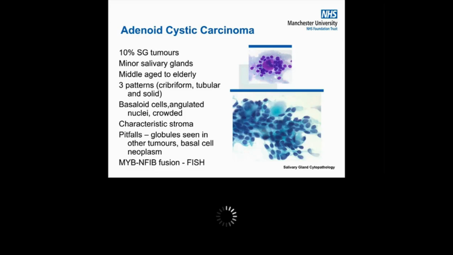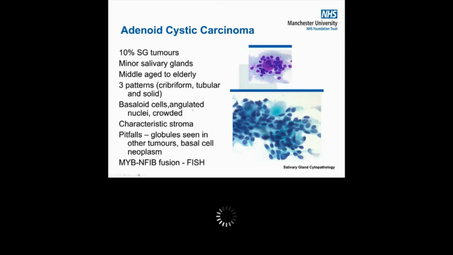These tumours are more common in the minor salivary glands, in middle-aged elderly people. We have 3 patterns on histology, but on cytology, typically we will see basaloid cells with angulated crowded nuclei, and hopefully the characteristic matrix material, which is in globules or tubules with very hard-edged matrix, and we'll see some more pictures in a second. These tumours have a MYB fusion, so if it's available, FISH can confirm the diagnosis on the cytological diagnosis.